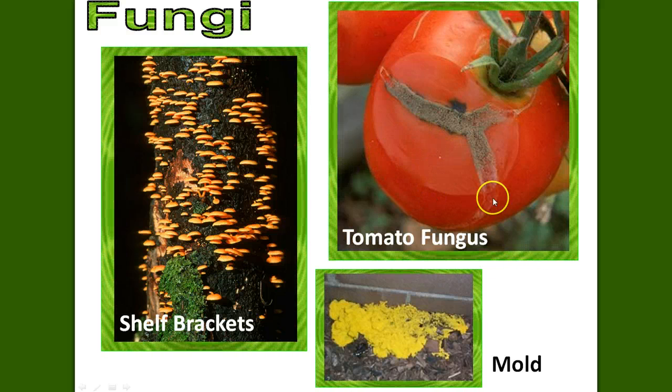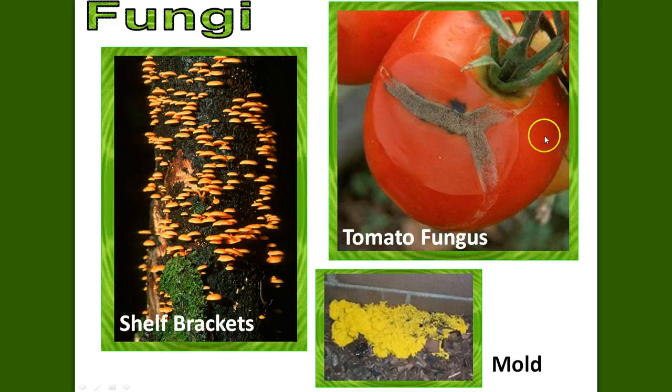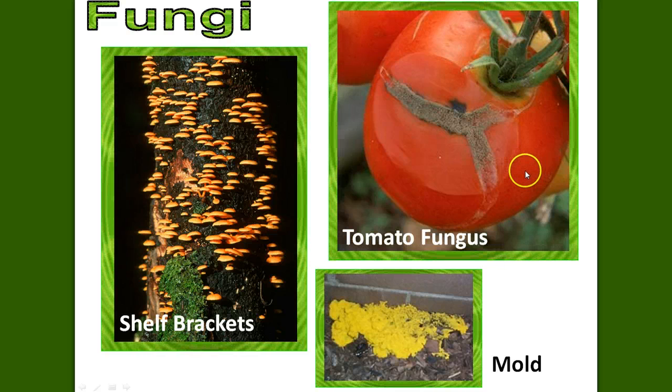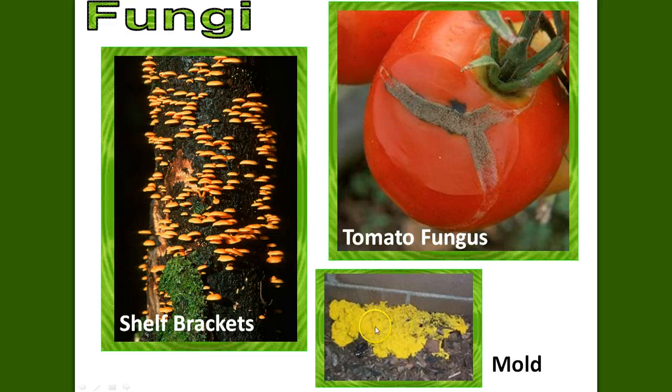And this is tomato fungus. The tomato is the host and the fungus is eating off of the host. So this can make your tomato real nasty, and I wouldn't want to eat that tomato. And then there's outside mold. This is just outside of the house. You know, mold can grow anywhere, and there's so many different types of mold.